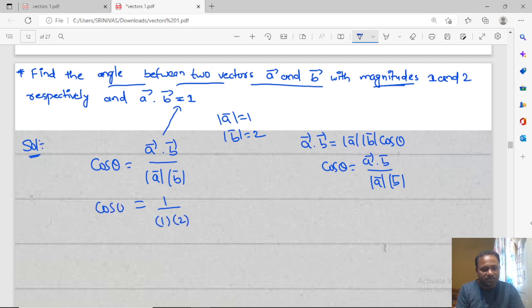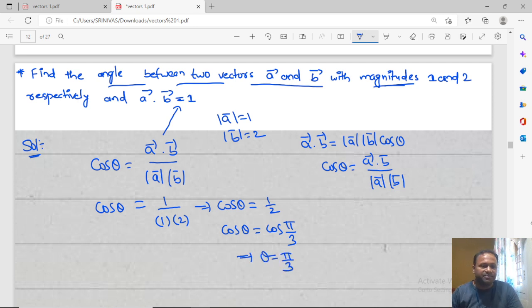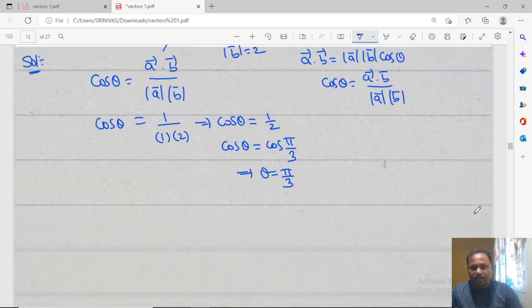That implies cos theta is equal to 1 by 2, then cos theta is equal to cos pi by 3. So then theta value how much? Pi by 3. Very easy. Okay? Next.